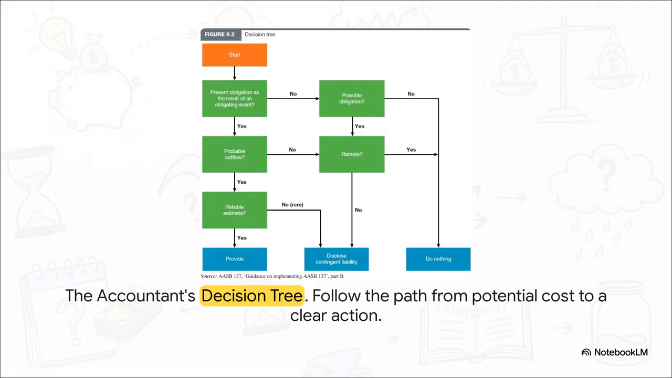And here it is, the full map. This decision tree puts it all together beautifully. Just follow the yes path all the way down the left side. Is there a present obligation? Yes. Is an outflow probable? Yes. Can you estimate it reliably? Yes. Boom. You've got yourself a provision. But notice how a single no at any point sends you down a completely different road, leading to either just a little note in the reports or sometimes doing nothing at all.